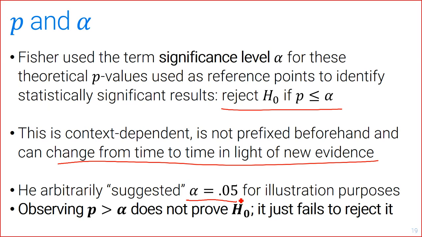And it's important to keep in mind that if we observe a p-value that is larger than alpha, that doesn't mean that we prove or we accept the null hypothesis. We just fail to reject it. We are never accepting the null hypothesis. We will see about it later. So that was the Fisher philosophy.